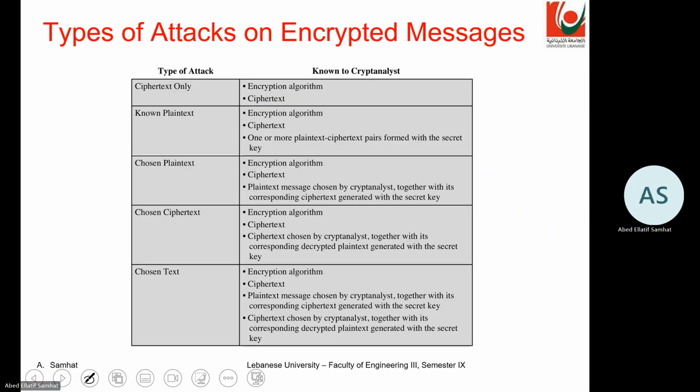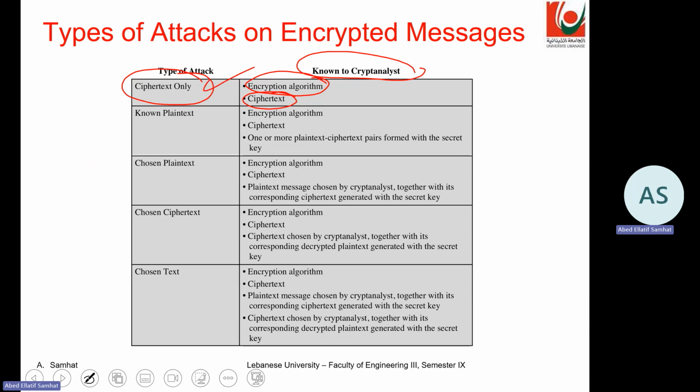So what are the different types of attack on an encrypted message? Here we will see together what the different types of attack are. The first one is the ciphertext only. So in this case, the cryptanalyst that is trying to make this attack knows the encryption algorithm and the ciphertext. So if the attacker is aware of the encryption algorithm used in this encryption process and is able to have the ciphertext, he will try to make an attack, and this attack is called ciphertext only.